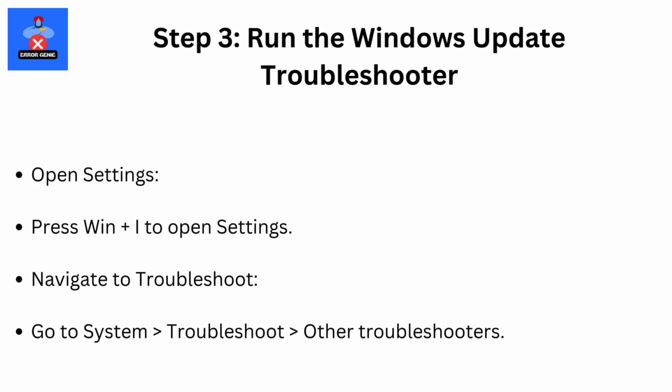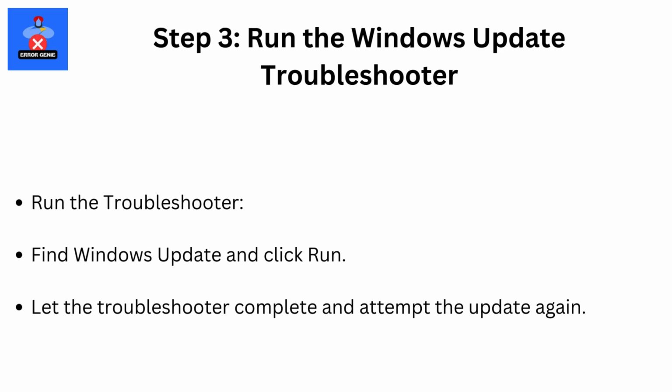Step 3. Run the Windows Update troubleshooter. Open Settings. Press Win+I to open Settings. Navigate to Troubleshoot. Go to System, then Troubleshoot, then Other Troubleshooters. Run the troubleshooter. Find Windows Update and click Run. Let the troubleshooter complete and attempt the update again.